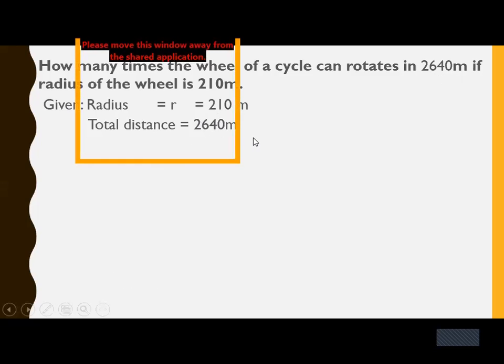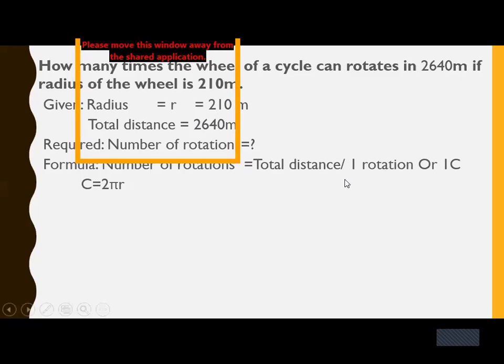Both units are the same, so students, there is no need to convert the unit. Let's start finding the number of rotations. We know that first we have to find the circumference, because total distance upon one circumference is there, and circumference is unknown, so let's find the circumference first.